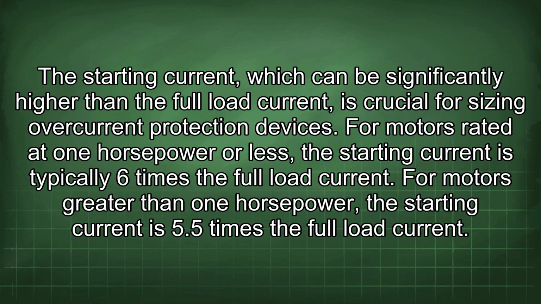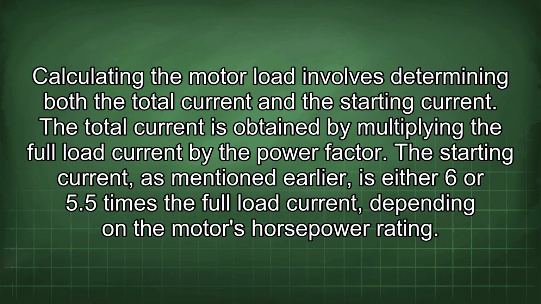The starting current, which can be significantly higher than the full load current, is crucial for sizing overcurrent protection devices. For motors rated at 1 horsepower or less, the starting current is typically 6 times the full load current. For motors greater than 1 horsepower, the starting current is 5.5 times the full load current.